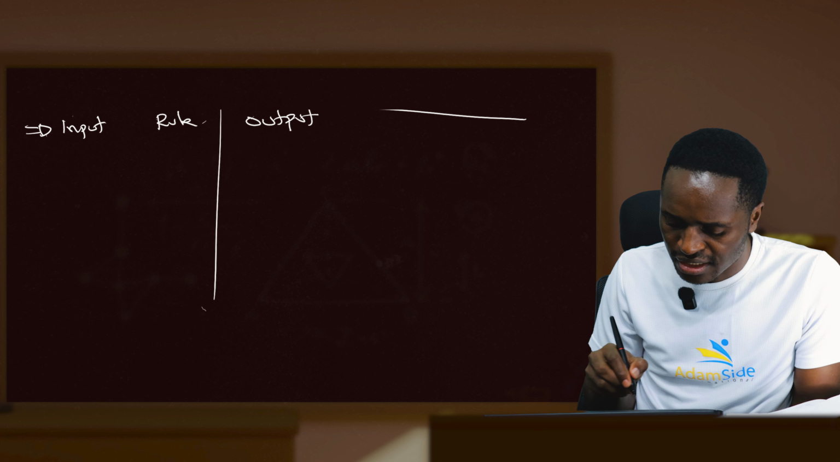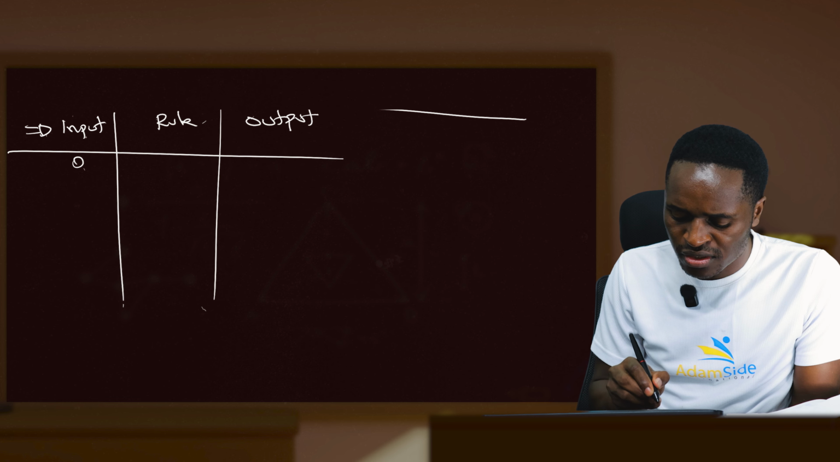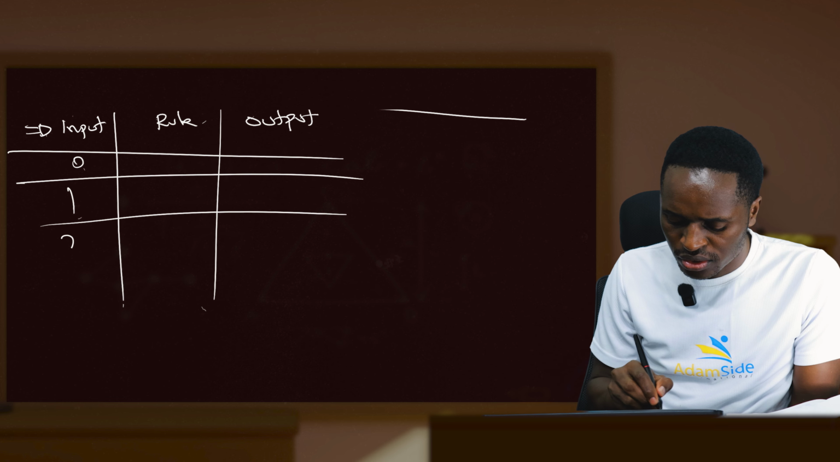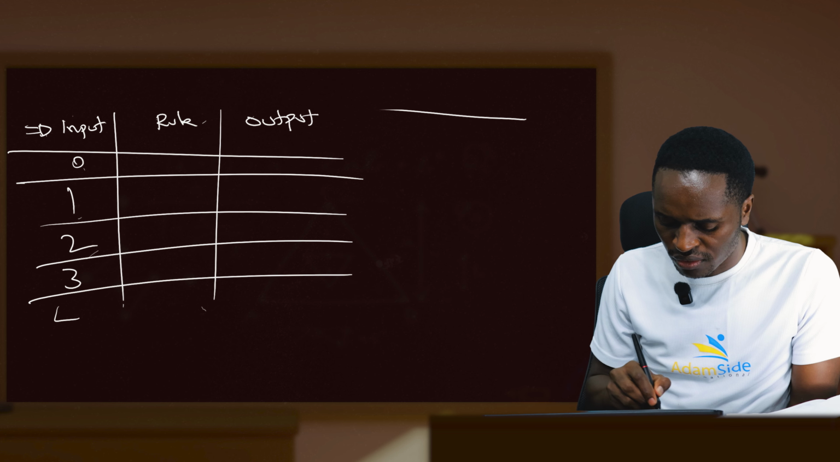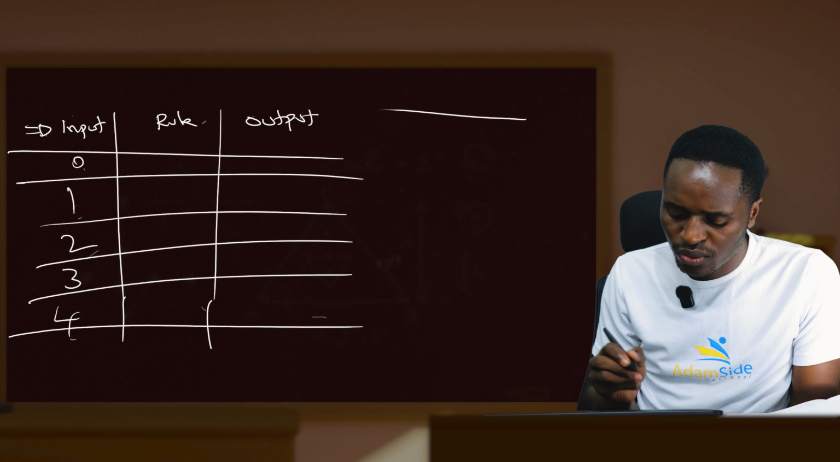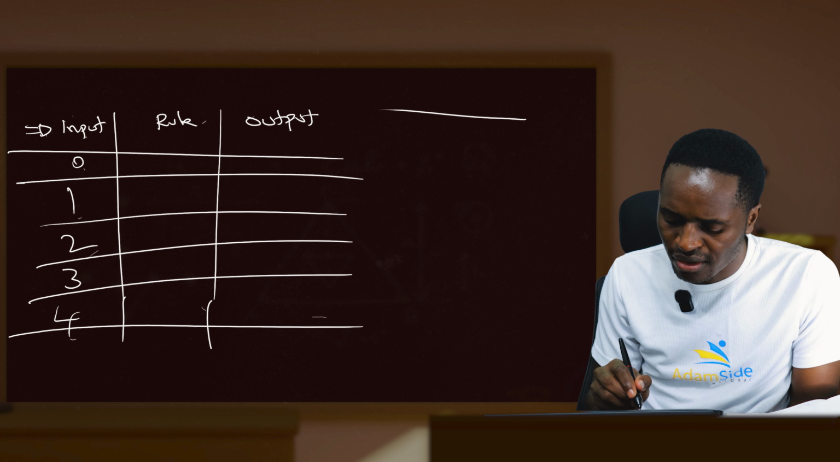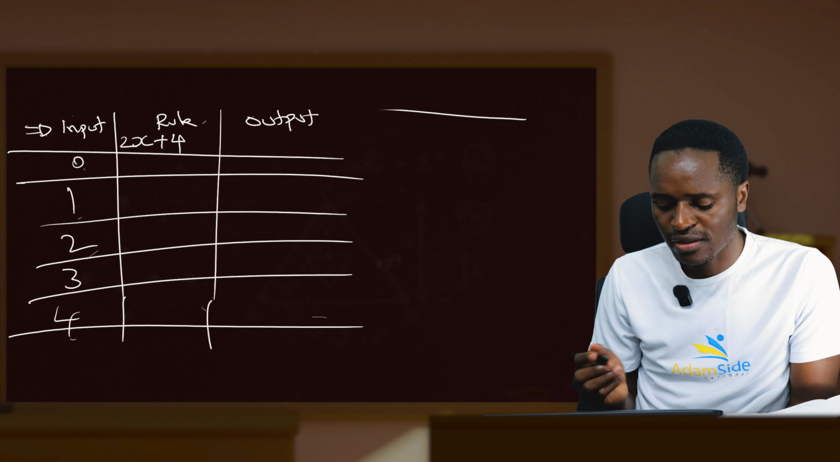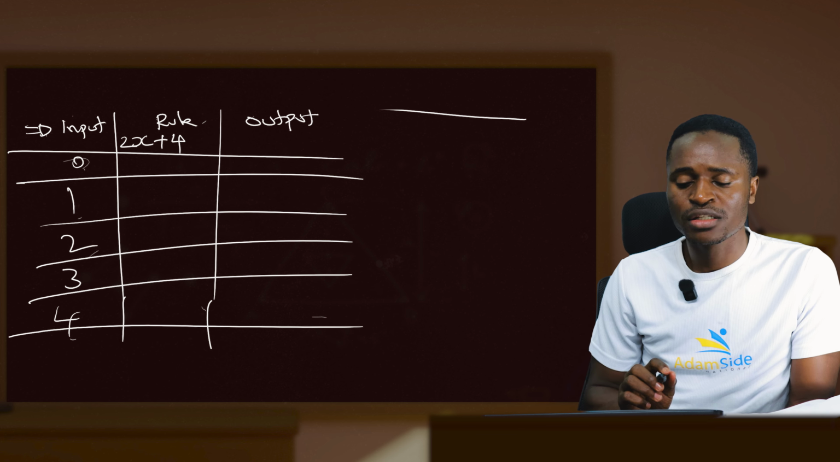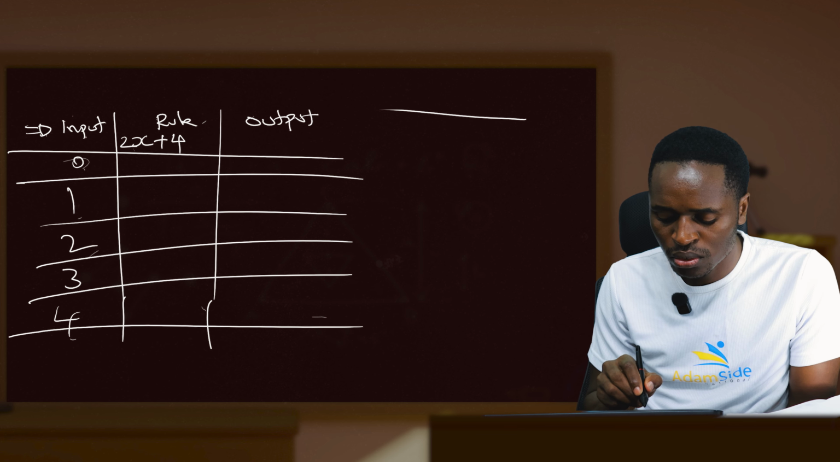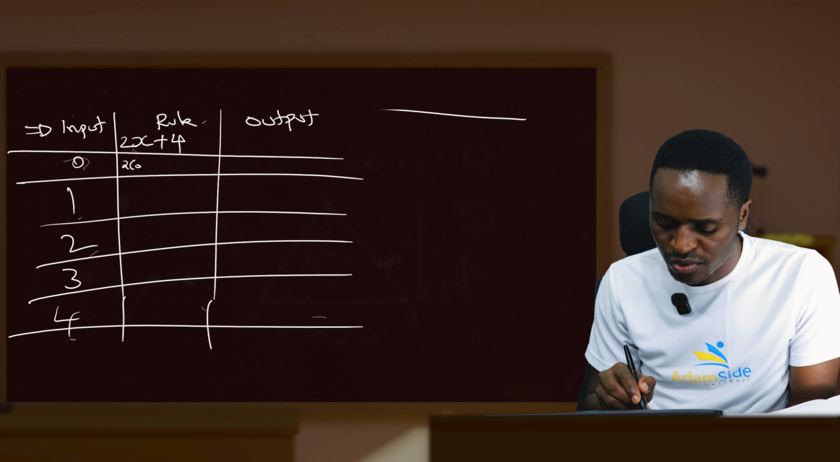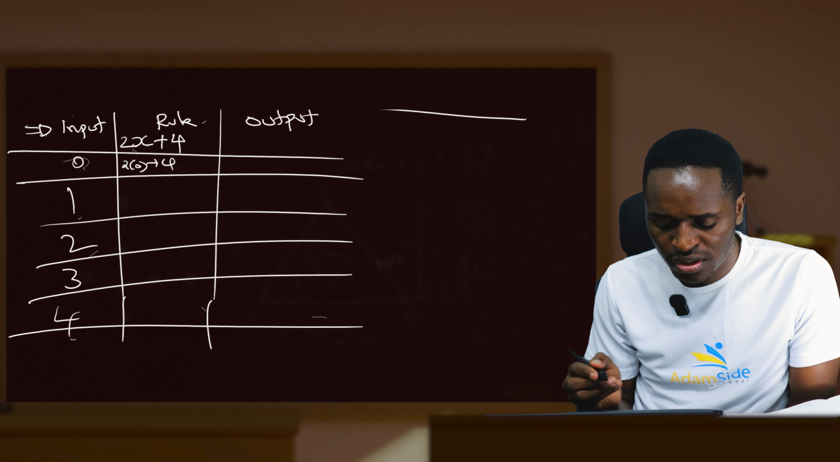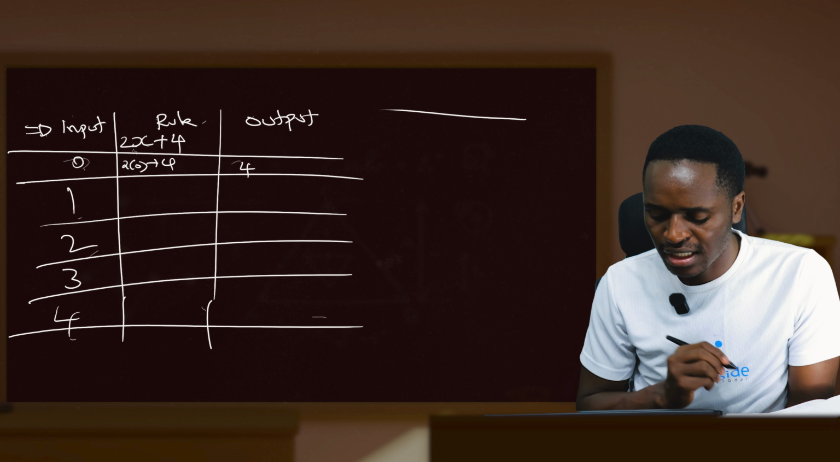So we have understood that. For our input, we start with 0, 1, 2, 3, 4, and our rule is simple. Let's say our rule is 2x plus 4. That's our rule. We have input as 0, so we put it in: 2 times 0 plus 4. 2 times 0 is 0, so you get your answer as 4.